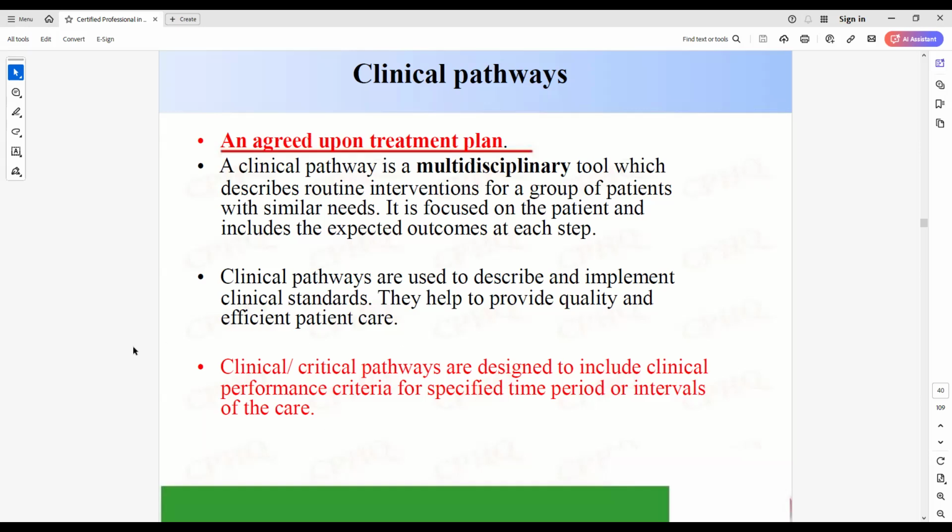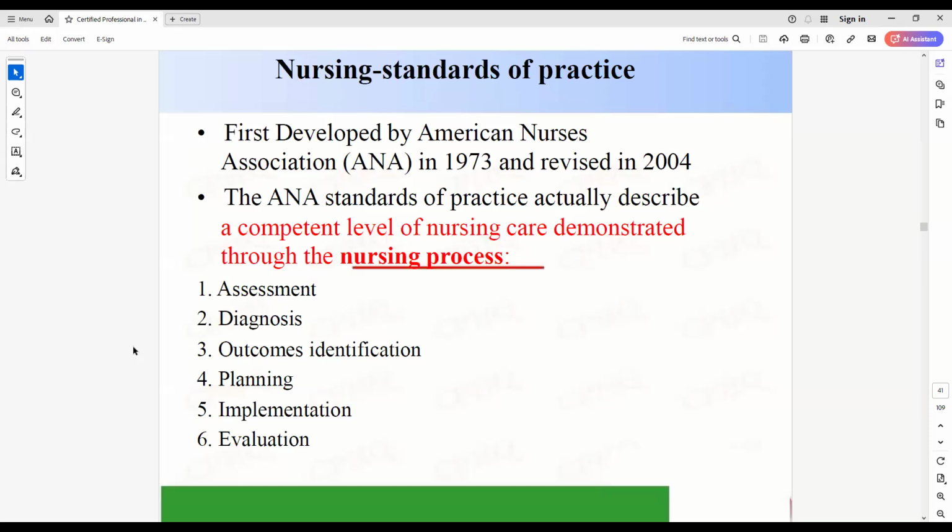These slides I'm talking about are really focusing on the type of actions that organizations take when they are improving practices in their services or in their units. The nursing standard of practice, developed by the American Nurses Association a long time ago, talks about the nursing process: assessment, diagnosis, outcome identification, planning, implementation, and evaluation.